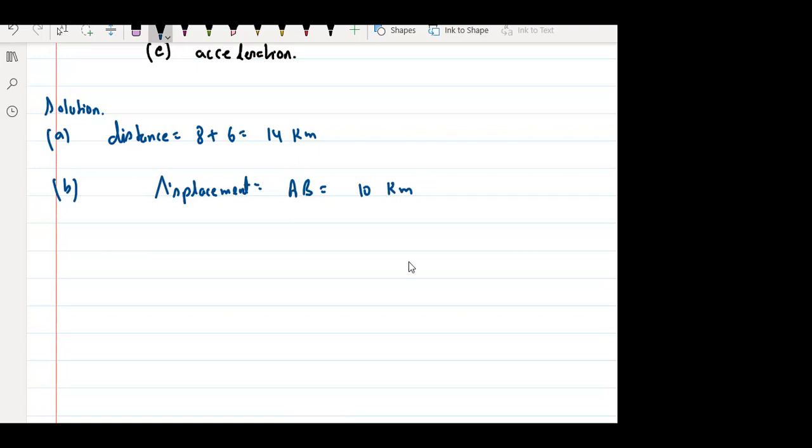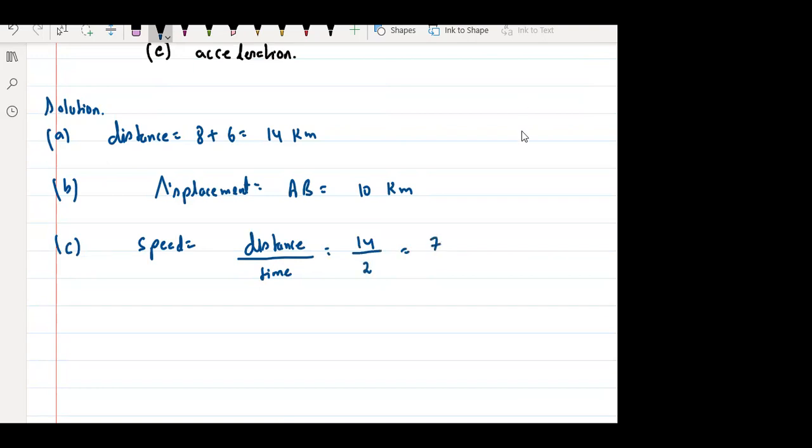Yes or no? 100 is equal to 10 square. Now, so displacement is 10. How come it will be 5? Right? Okay. Now, what is speed? Speed is equal to distance by time. Right? So distance is 14 by time is 2 is equal to, yes.